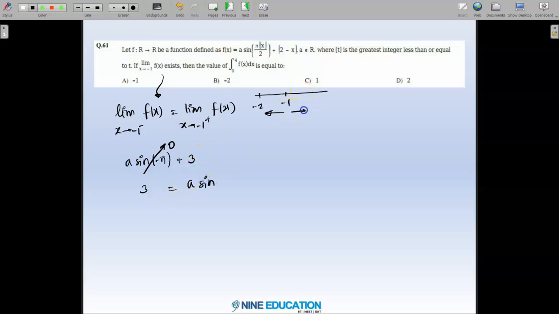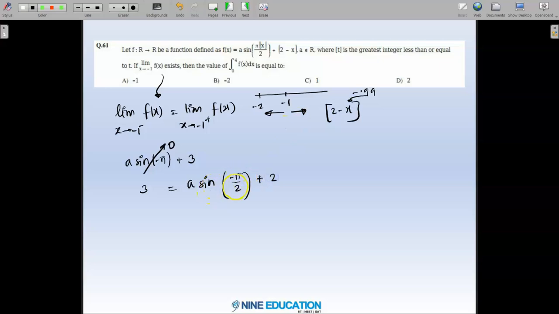If I am taking any value other than -1 and a little bit more than -1, then its greatest integer value will be -1 itself. So it will be minus pi by 2. And for analyzing this second term, 2 minus x, let's suppose you are putting a value minus 0.99, which is very close to -1 but on the right side. So this will become 2.99, whose greatest integer is basically 2. So it will be directly 2 here.